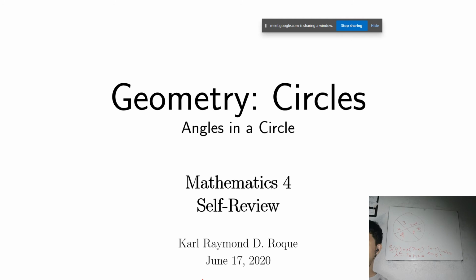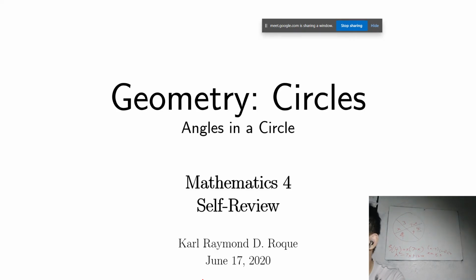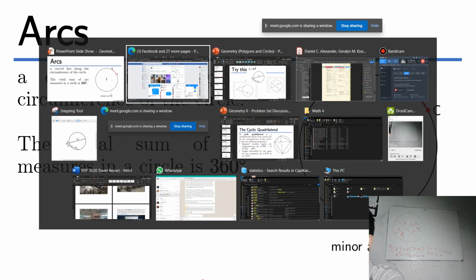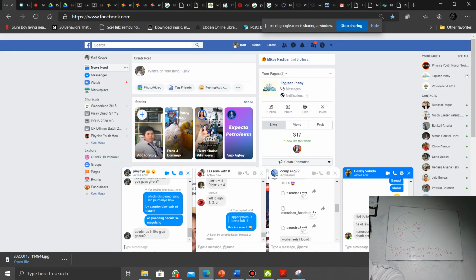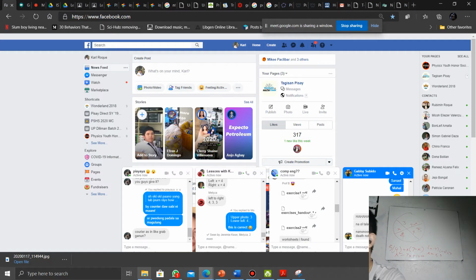Last part of our lesson. Ito, medyo marami to. So, brace yourselves na lang. Circle naman. Angle sa loob ng isang circle. So, first of all, some terminologies. Yung arc, siya yung curved line along the circumference of the circle. The total sum of arc measures in a circle, obviously, is 360 degrees.